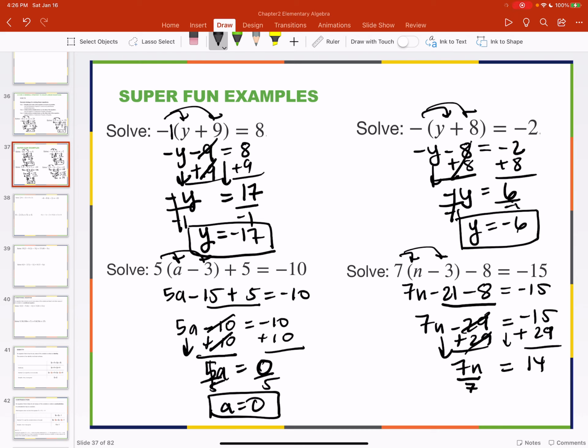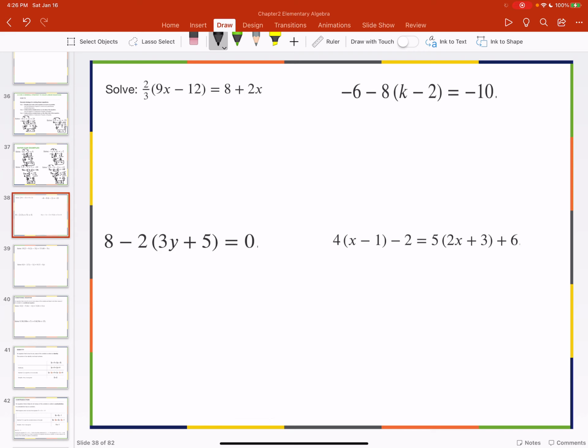So of course we know, now we're going to divide both sides by the coefficient of n to get rid of it. And we get 14 divided by 7, which is of course 2. All right, not too bad. Let's do a few more for fun.